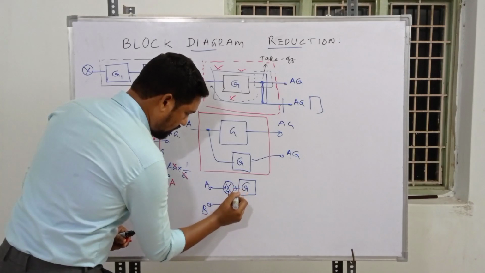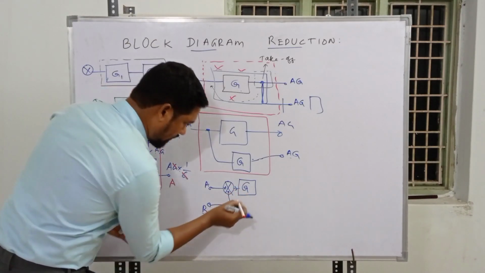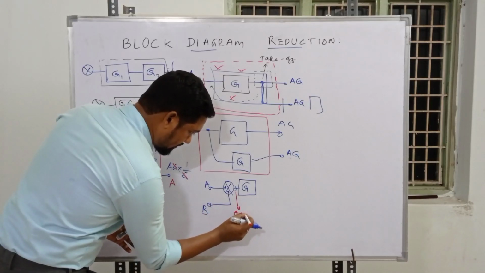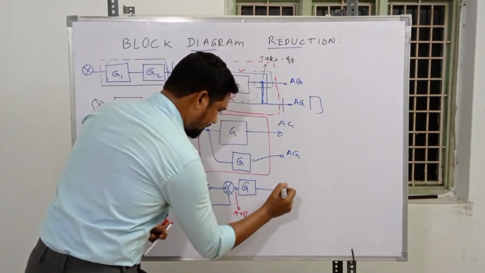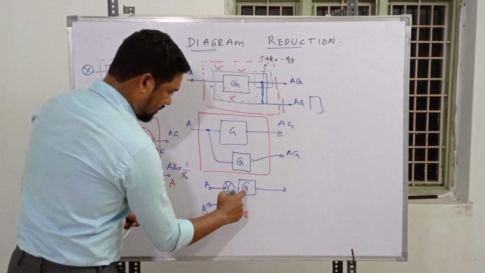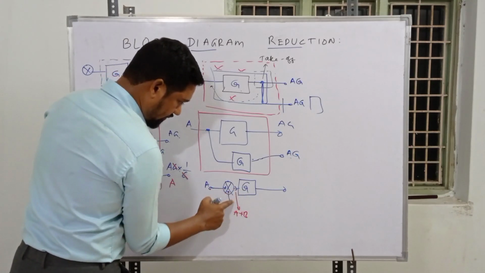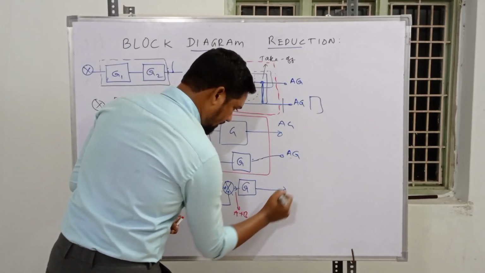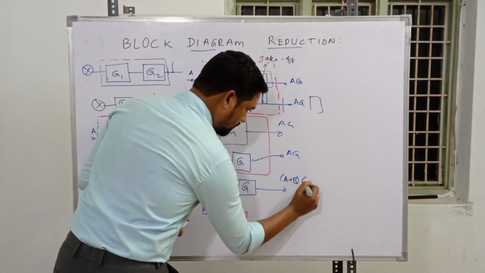So what signal do we have at this point? Here at this point it's A plus B, isn't it? A plus B. So what will be the output at this point? If we didn't have the summing point, it's A multiplied with G, but because we have the summing point, the signal over here is A plus B. After emerging from this block, the signal will be A plus B into G.